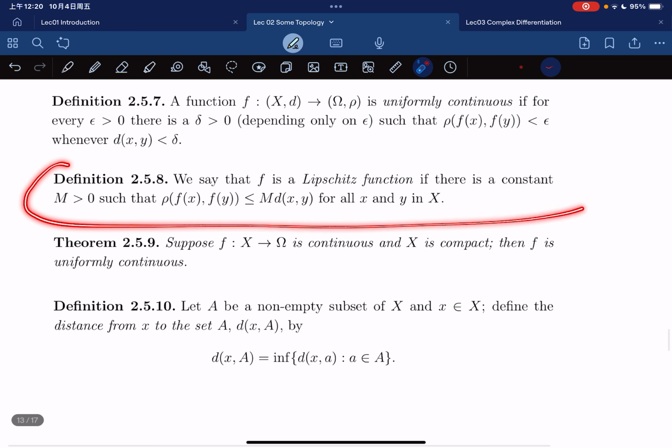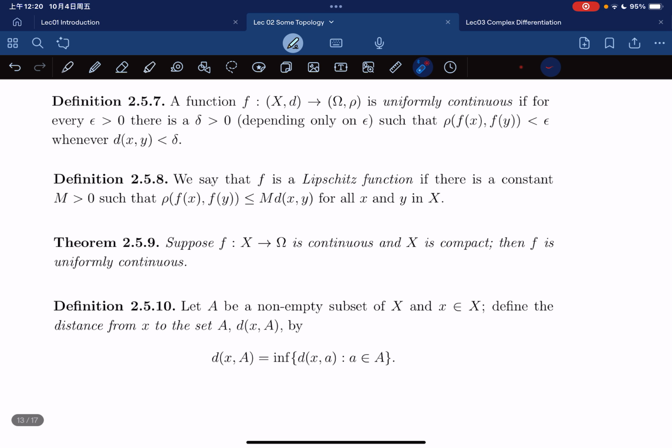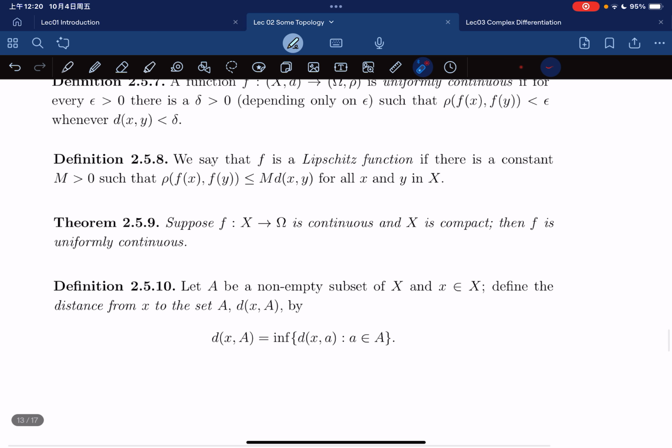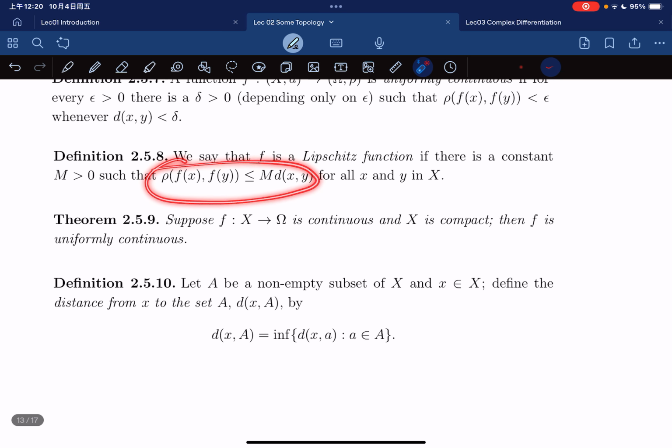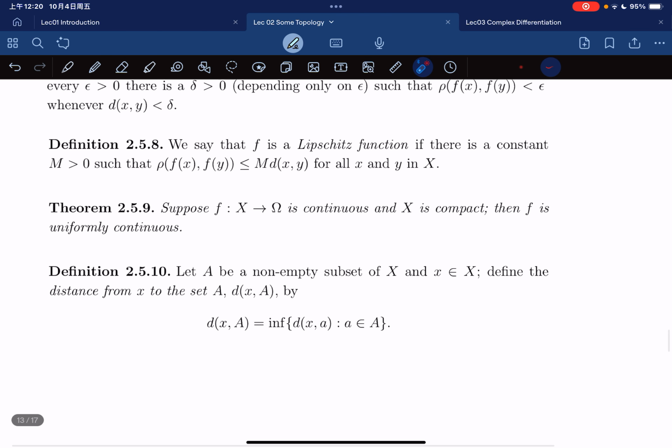Lipschitz function, right? Lipschitz function is basically here. So a Lipschitz function is automatically uniformly continuous, and if it's continuous on a compact set, then it's definitely uniformly continuous.